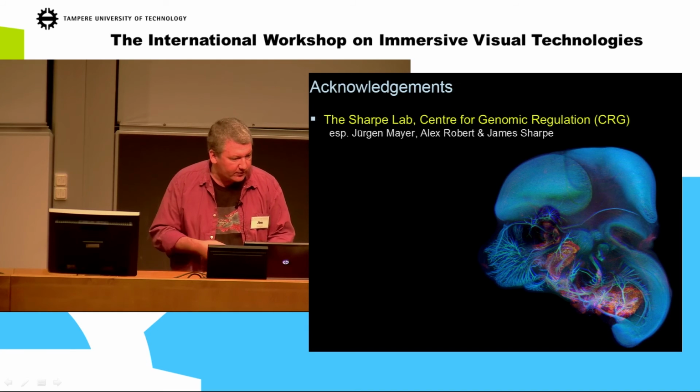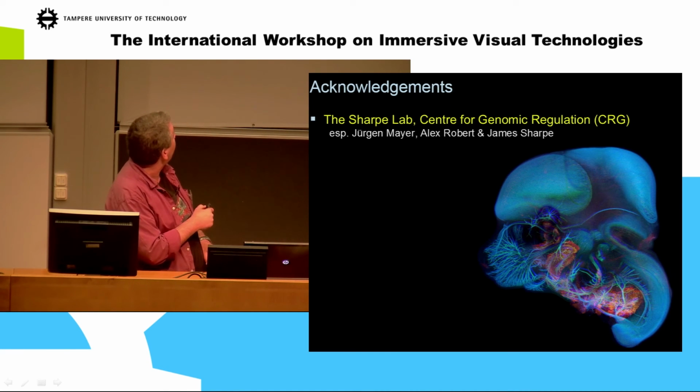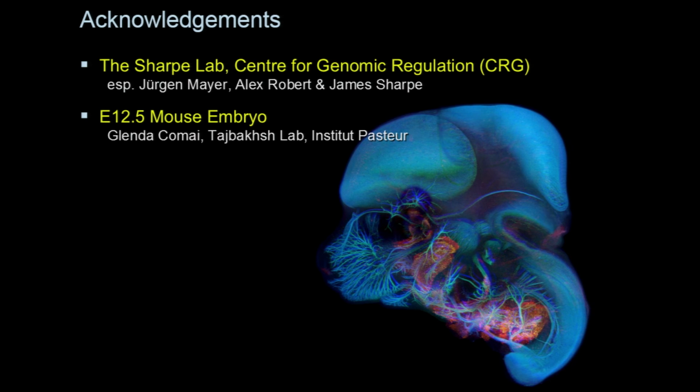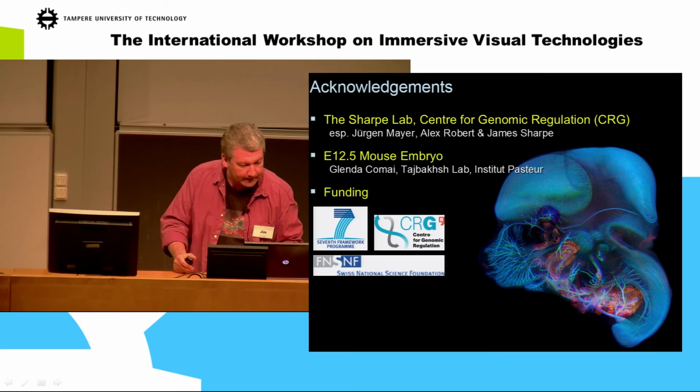So just the acknowledgements. I'm in James Sharp's lab at the CRG. Jürgen Meyer is a very good student who's defending his PhD in a couple of weeks, and he's done a lot of the actual work here. This mouse embryo came from our collaborator in Paris, and of course the funding.